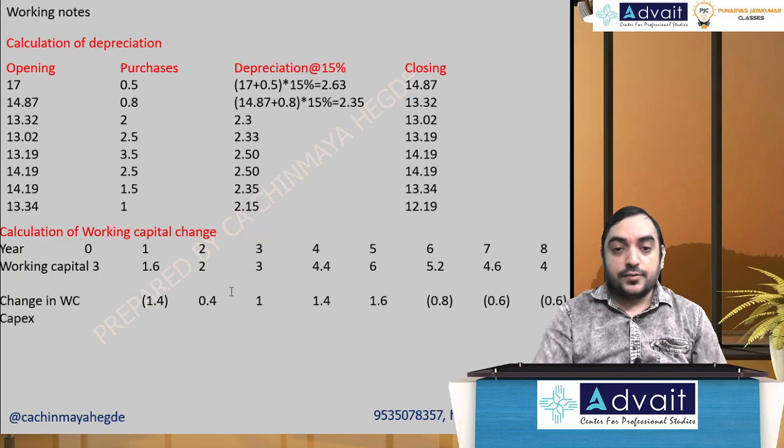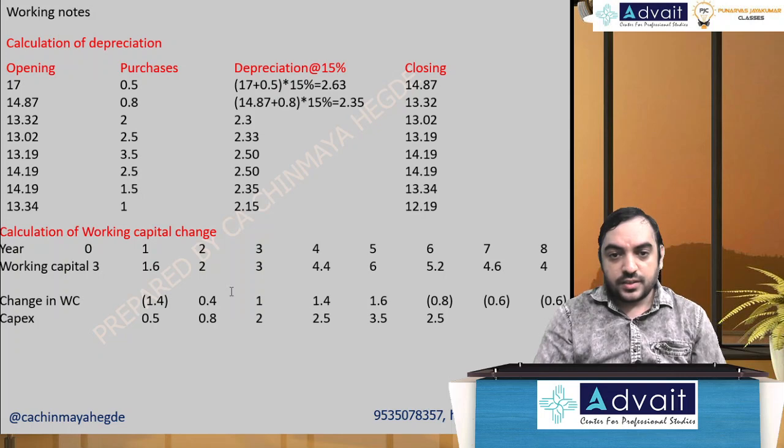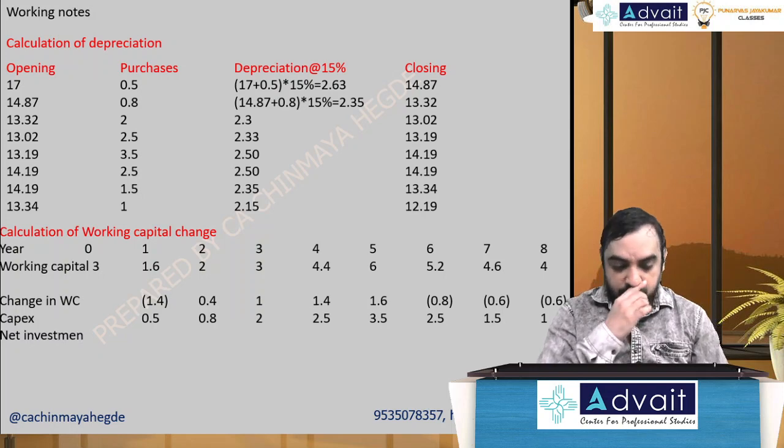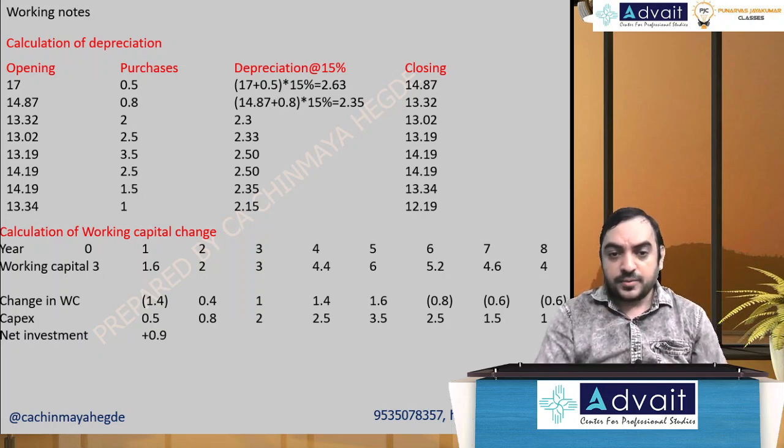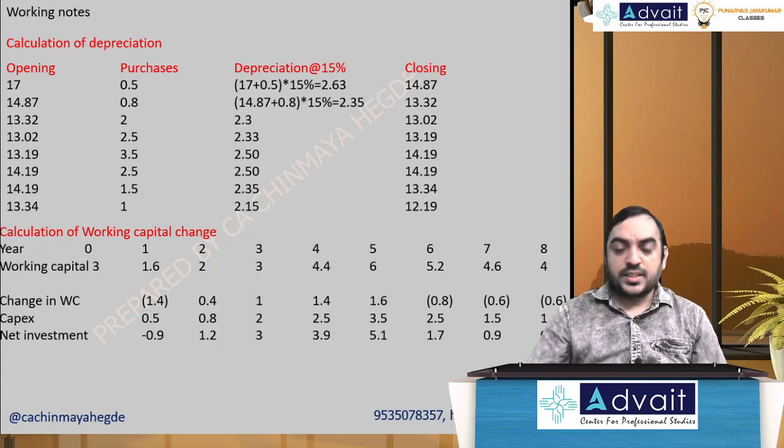Just tell me the amounts. We have above only, the table: 0.5, 0.8, 2, 2.5, 3.5, 2.5, 1.5, 1. Correct? This is the capex purchase. So what is the net investment if I take it? Minus 0.9, and this is 1.2. This is 3, this is 3.9, 5.1, 1.7, 0.9, 0.4. Please confirm if these numbers are fine.